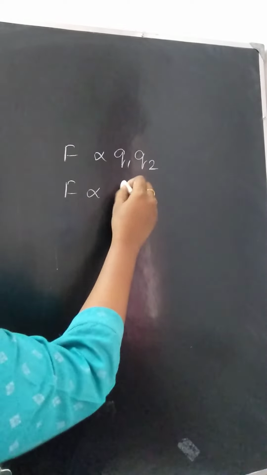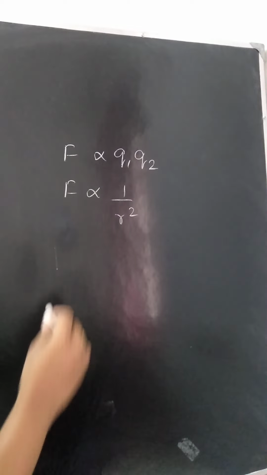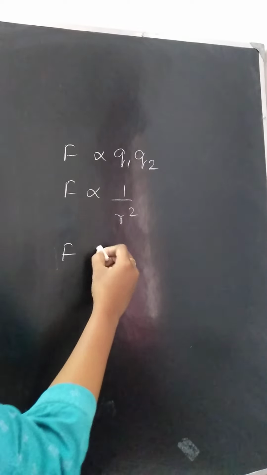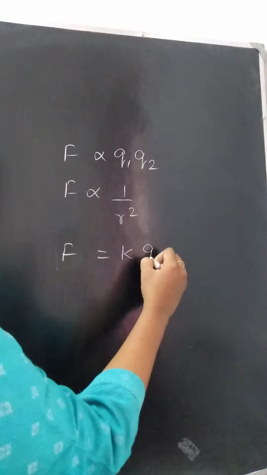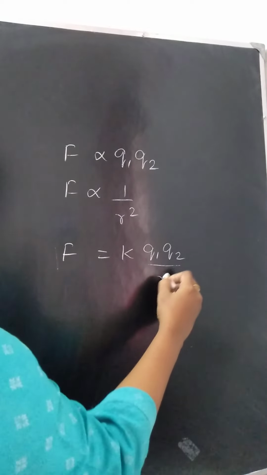Okay, so next one is page number 15, force between the multiple charges, right? According to Coulomb's law, what is the force value? Coulomb stated that the force is directly proportional to the product of the two charges Q1 and Q2, and inversely proportional to the square of the distance between the two charges. By combining both, with the proportionality constant K, we get K Q1 Q2 divided by R square.